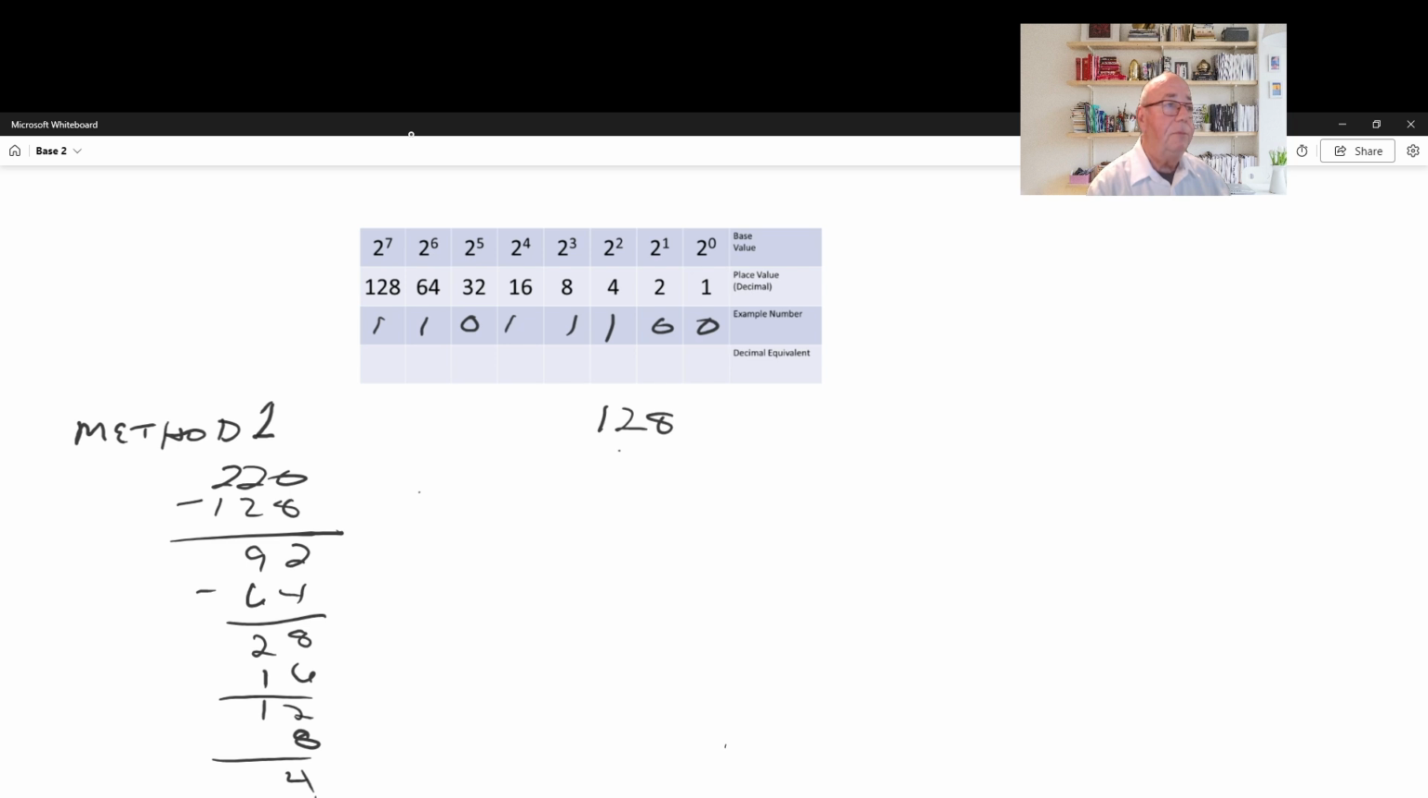128, 64, 16, 8, and 4. 8 plus 4 is 12, plus 6 is 18, plus 8 is 26, plus 4 is 30. Carry the 3. 3 plus 2 is 5, plus 6 is 11, plus 1 is 12. Put down the 2, carry the 1. 1 plus 1 is 2, 220. So we get the right answer backwards and forwards.